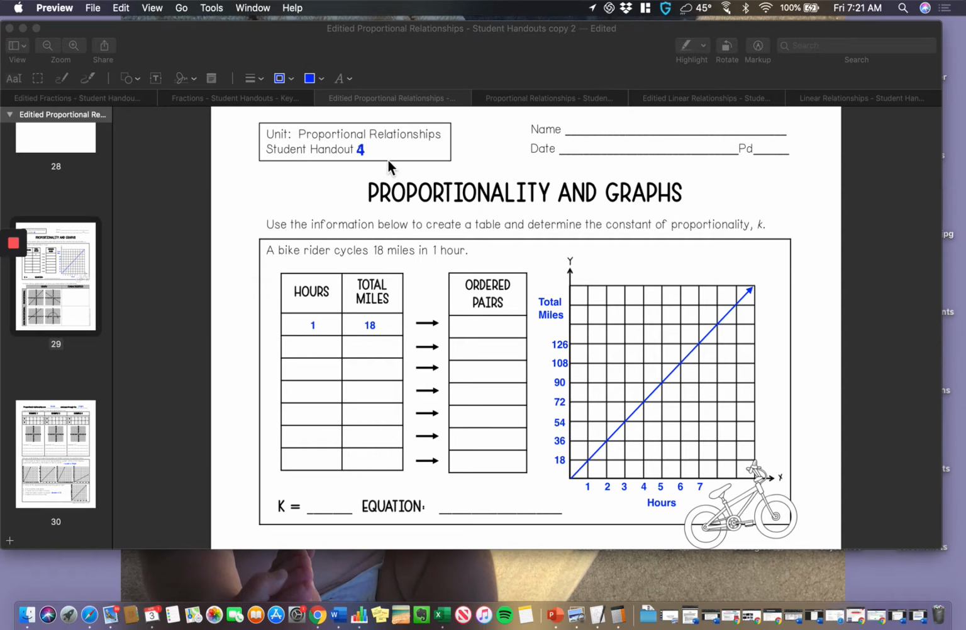On your packets there was an error. It says student handout 3, but it's really 4. And if you skip forward, you see that it goes from 3 to 5. So, this is the student handout for proportionality and graphs.